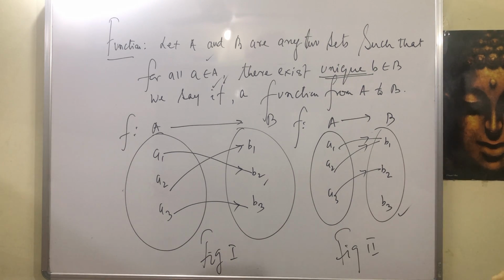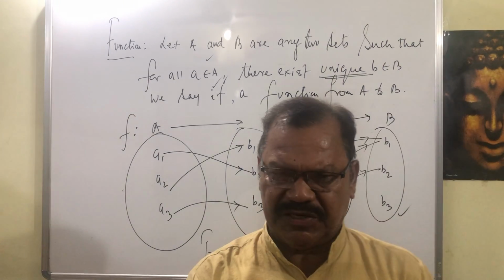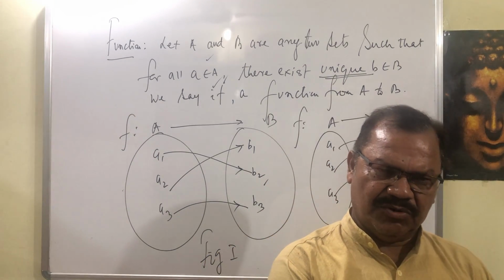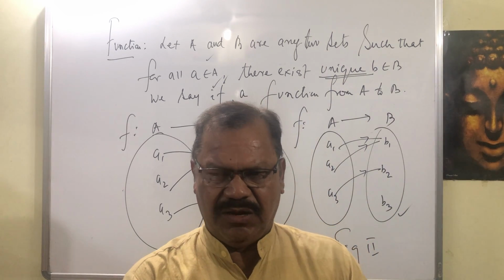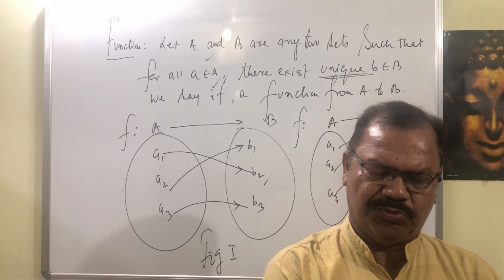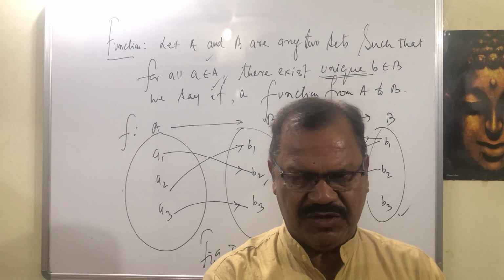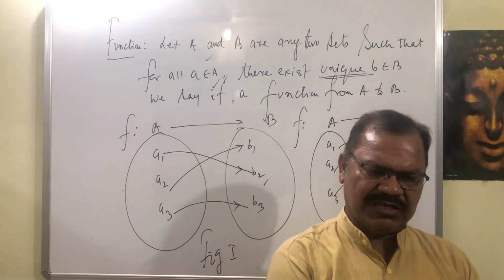In other words, a very simple example: more than one person can stay in a single room, but one person cannot stay in more than one room at the same time. That is, one person can stay in only one room at a time.